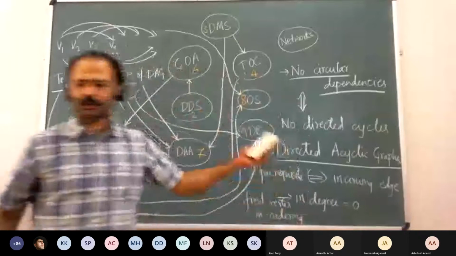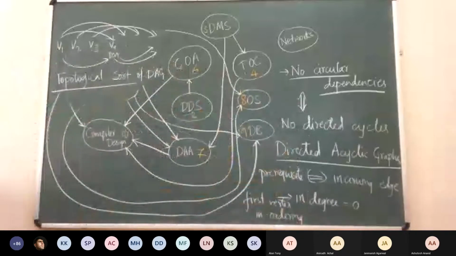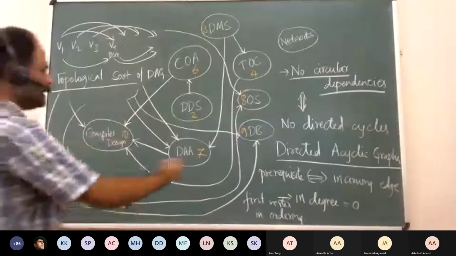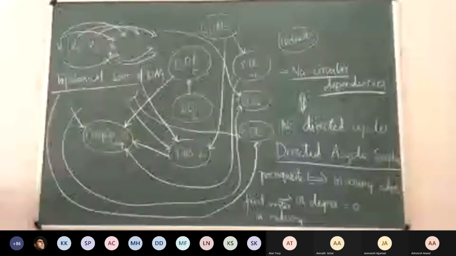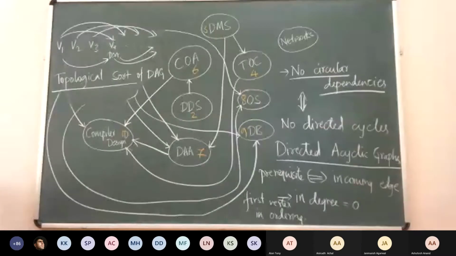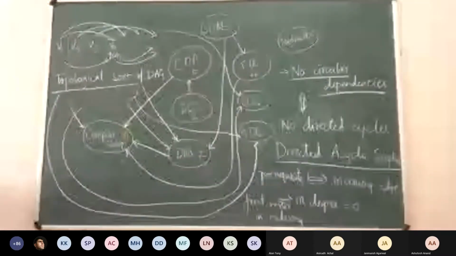I asked the question: which vertex do you put as the first vertex in the ordering? So the natural answer was any vertex with in-degree 0. Alan, you had some question.